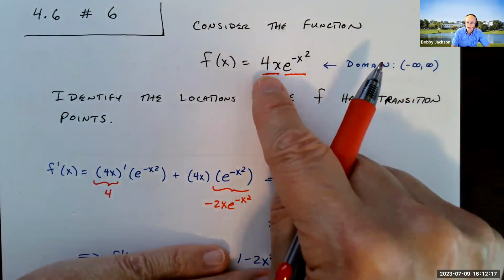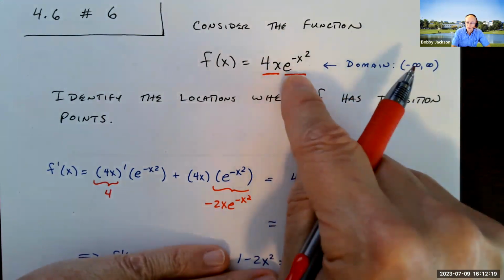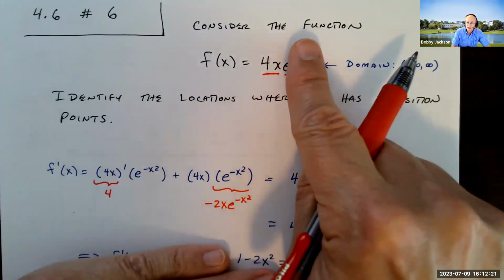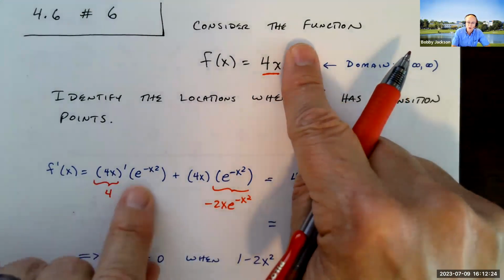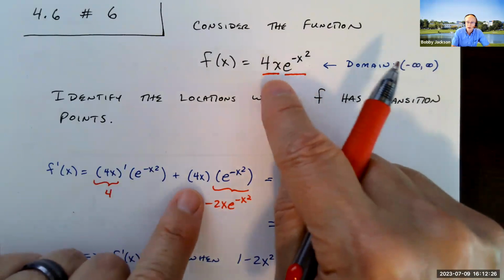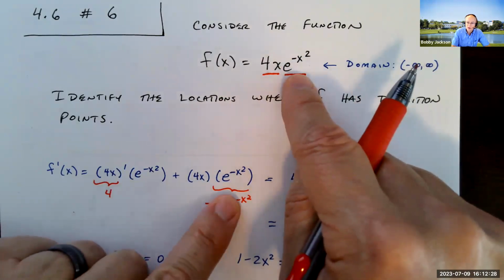You just can't say the derivative of 4x is 4, the derivative of this thing, and multiply them together. You have to take the derivative of 4x, which is 4, times e to the negative x squared, plus 4x times the derivative of e to the negative x squared.